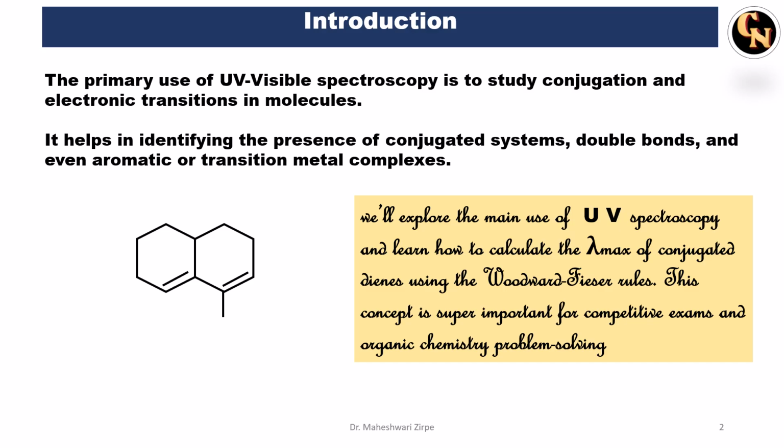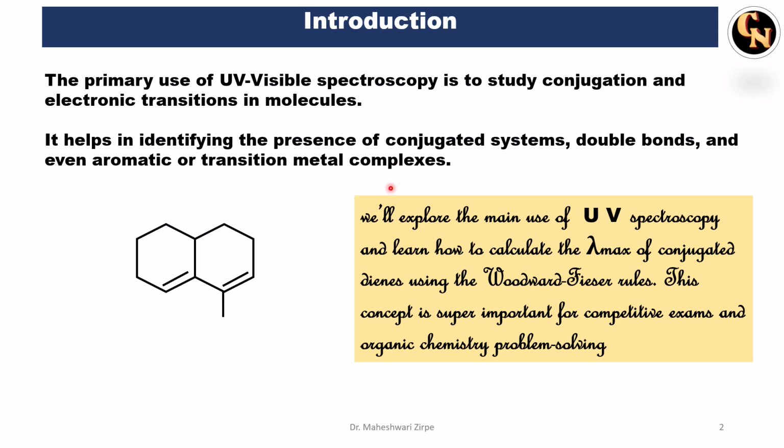So let us understand, the primary use of UV visible spectroscopy is to study conjugations and electronic transitions in the molecule. It helps us to identify the presence of a conjugated system. Like you can see here in this molecule shown on the screen, there is a conjugation. Double bonds are in conjugation.